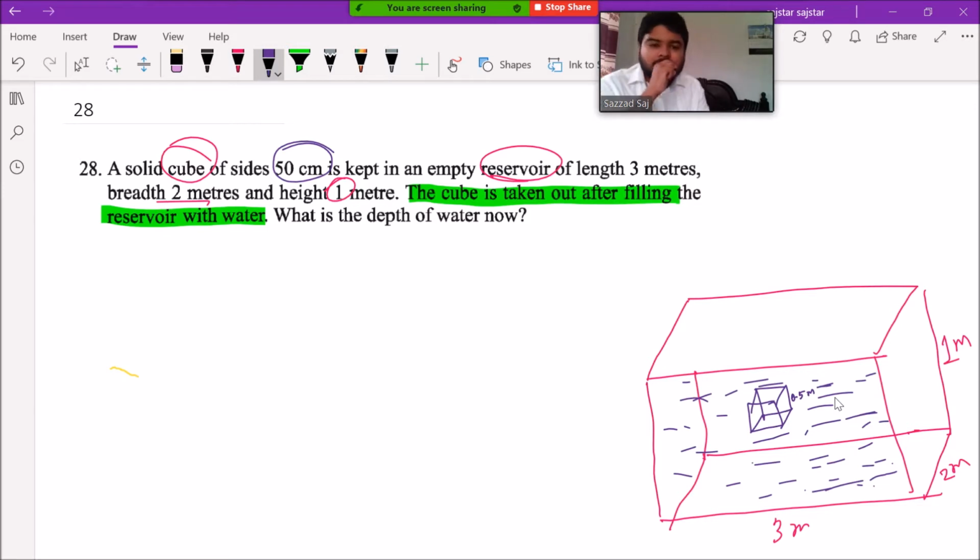Anyway, the question says now you have to take out this cube from inside. Then the final question is, what is the height of the water, or what is the depth of the water?